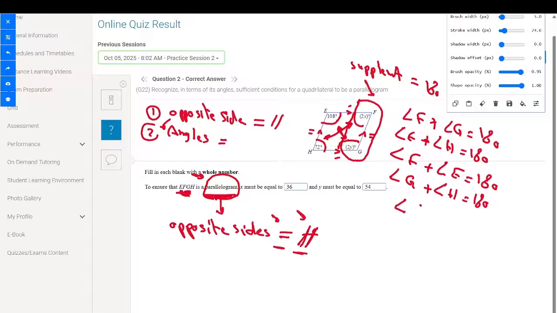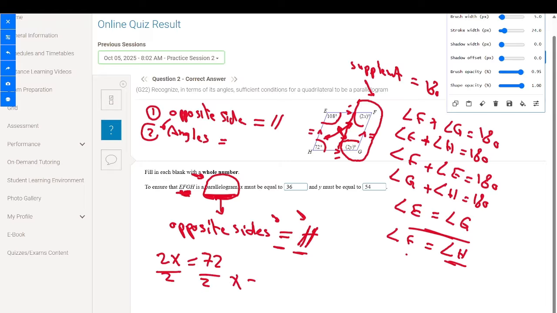Okay, now opposite angles: angle E will be equal to angle G, opposite angles. And angle F will be equal to angle H. Okay? Now in this example, angle F is 2x and angle H is 72, so they will be equal because they are opposite angles. So divide by 2, so x will be equal to 36. So this is the first one.